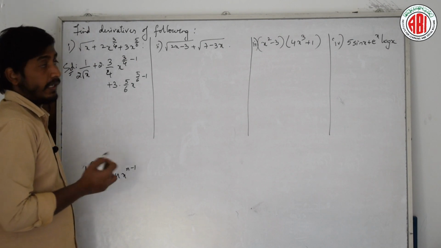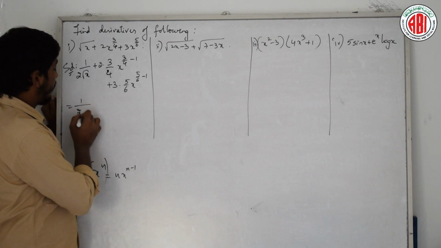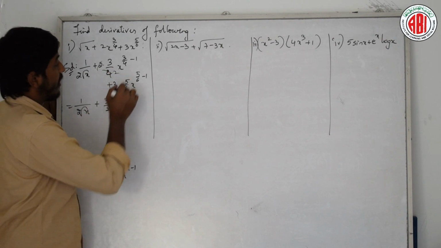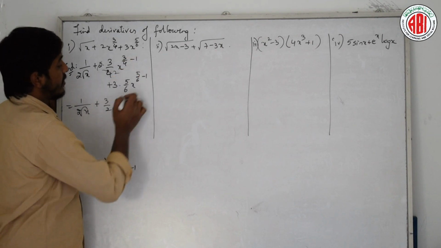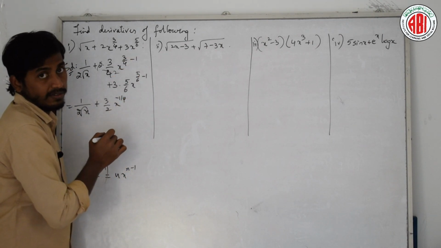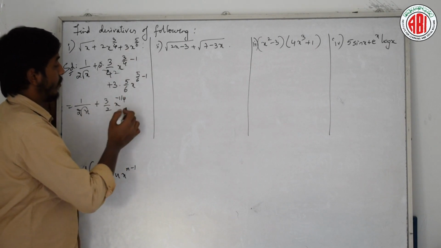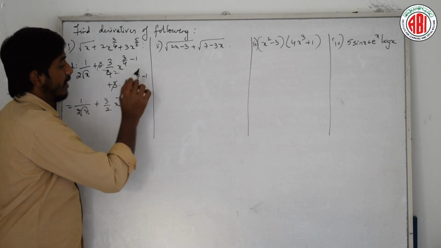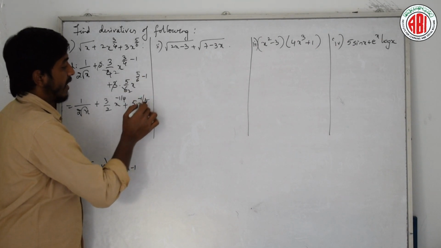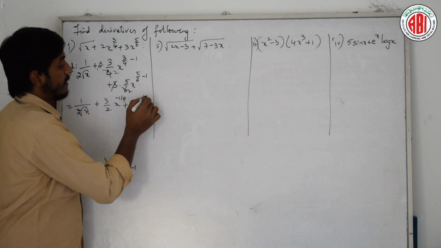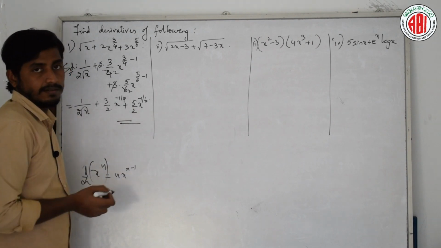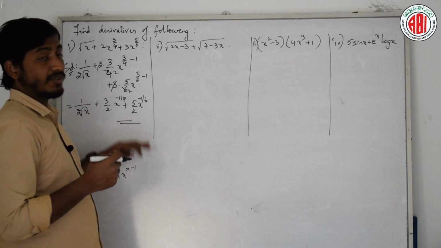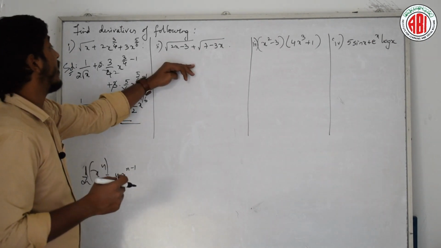Right? See here, just simplified: 1 by 2 root x plus 2 into 3 by 4, that is 3 by 2 x power 3 by 4 minus 1, that is minus 1 by 4. Yes or not? LCM is 4, 3 minus 4. Plus 3 into 5 by 6, that is 5 by 2 x power 5 by 6 minus 1, that is minus 1 by 6. Done. That's it. That is the answer. What is the formula we have used? Only x power n.